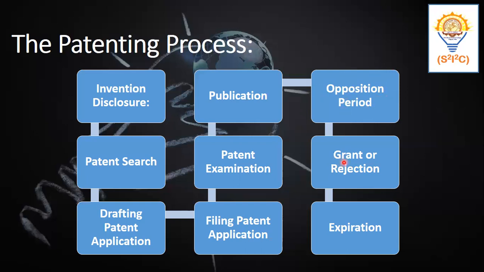After grant, remember one thing, as I already told you, this grant certificate is valid only for 20 years. And after 20 years, our patent is expired. Now our idea is publicly open to all. So this is the patenting process: invention disclosure, patent search, drafting patent applications, publication, patent examination, filing patent applications, opposition period, grant or rejection, and the last one is the expiry.